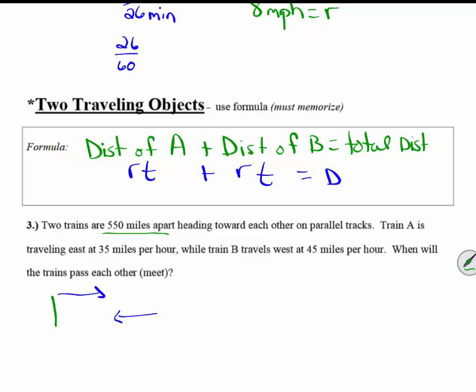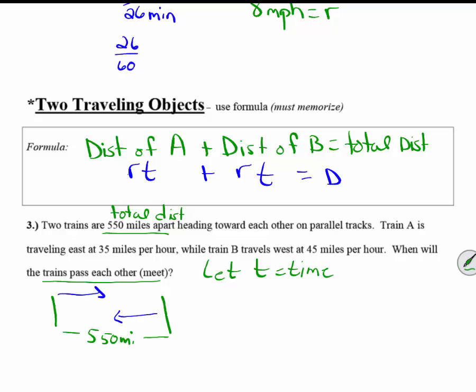So they're starting at 550 miles apart. That's their total distance. We're looking for the time, right? When will the trains pass each other? So we're looking for how much time. So let t equal time.